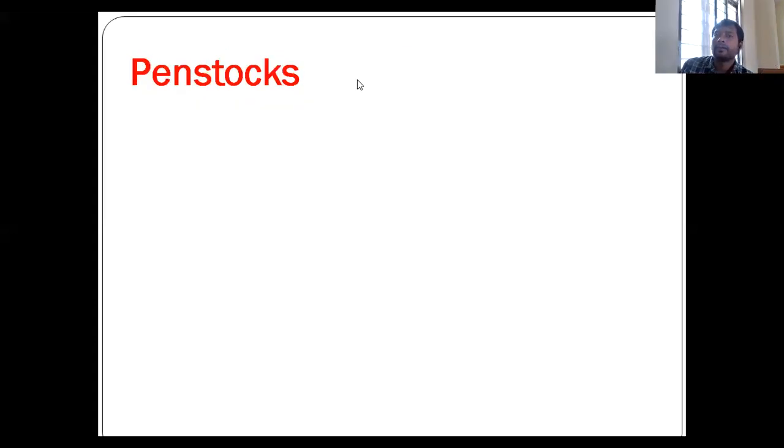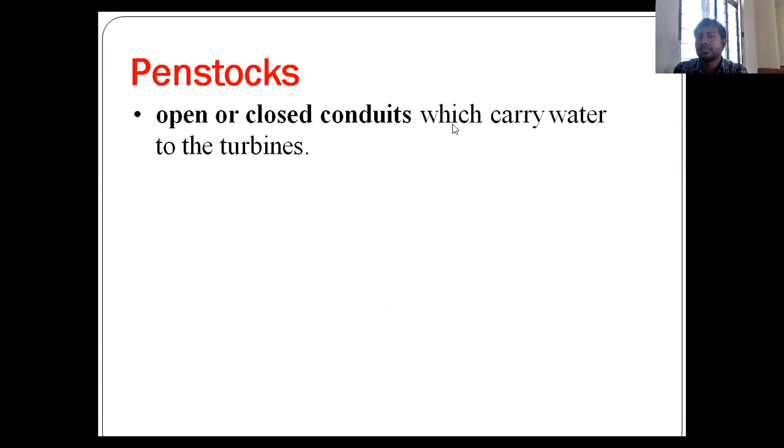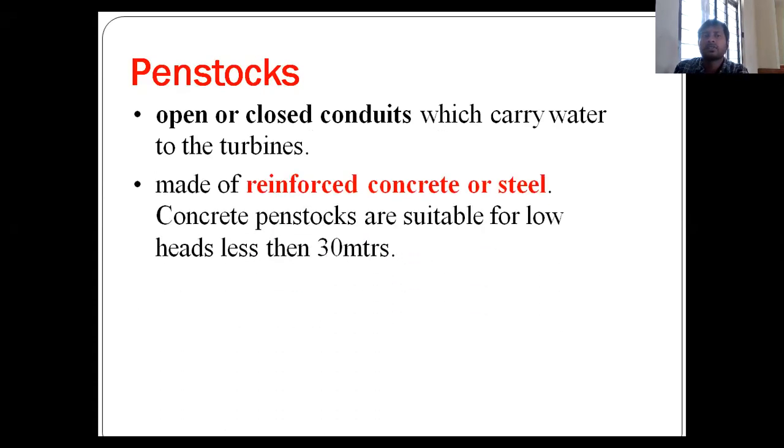So let us discuss the penstock. These are open or closed conduits which carry the water to the turbines. Nothing but by using the penstock, water can be carried to the turbine. Next, it is made with reinforced concrete or steel, and to make this penstock we should use reinforced concrete or steel.